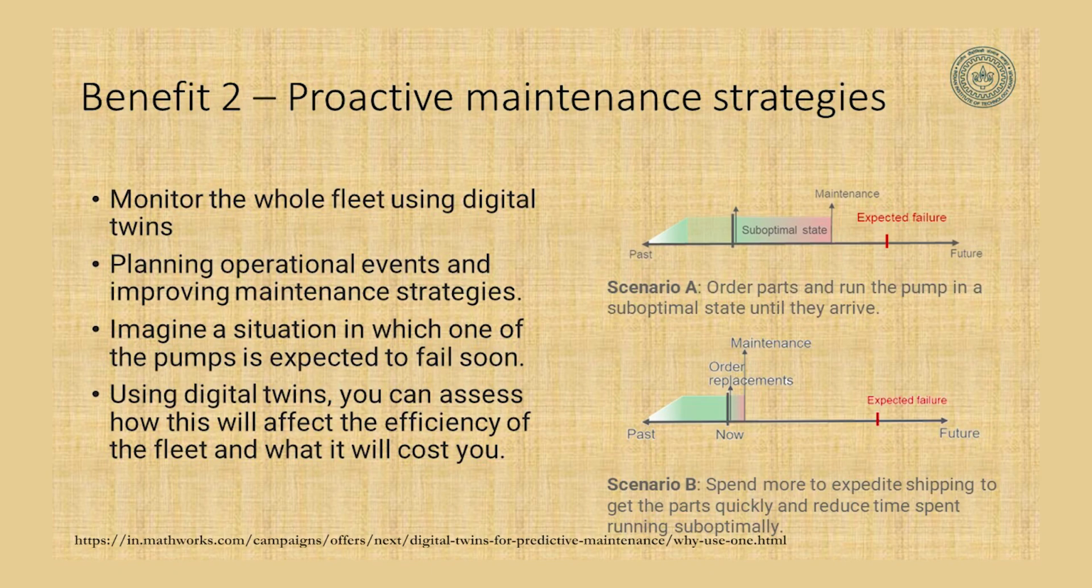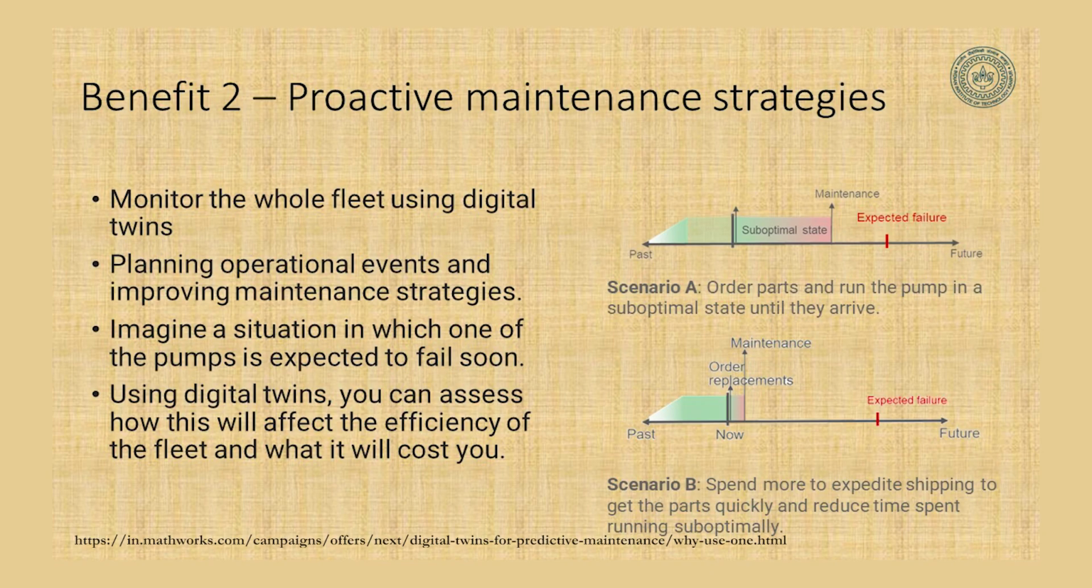So, in the past, consider this as scenario A, you had to order parts and run the pump in a suboptimal state until they arrive. So, you run this in the suboptimal state, carry out some maintenance, and then maybe it fails here, you get it before that, but you have this suboptimal state of operation. So, when the parts are ordered and they are coming, you are running in a suboptimal state.